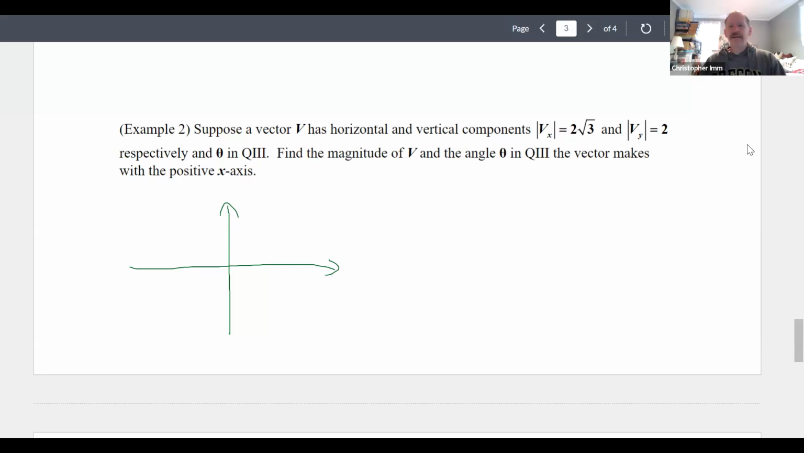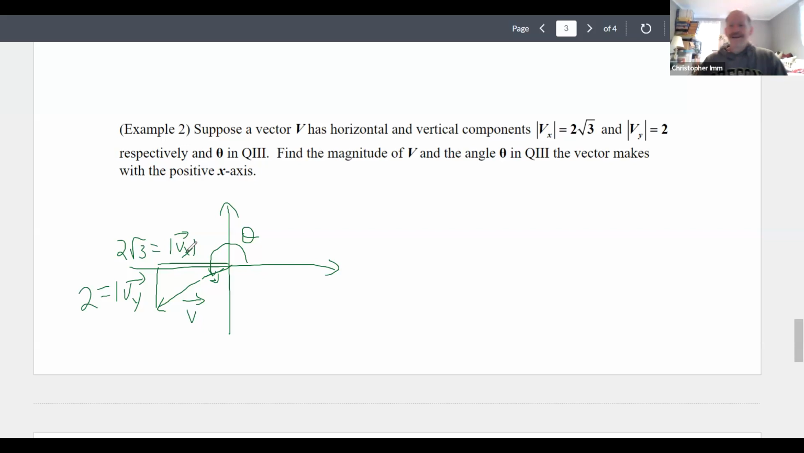But theta is in quadrant 3. So I'm over here in quadrant 3. That's where my theta is. Need to find theta. My v sub x is going to be a bit bigger than my v sub y. So here's my v sub x. And here's my v sub y. So my theta goes right over there. And I want to find the length of that vector v. So here is my vector v.